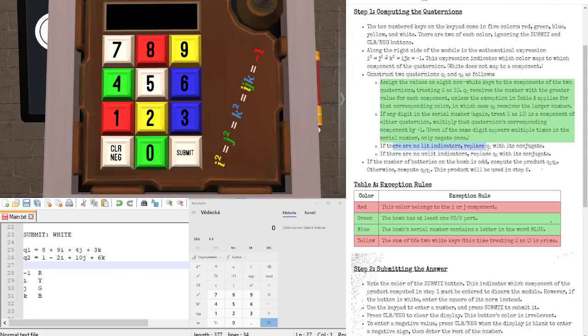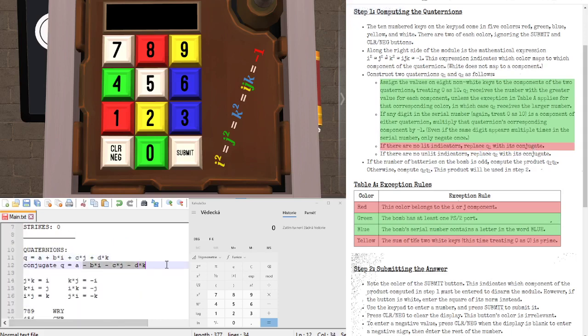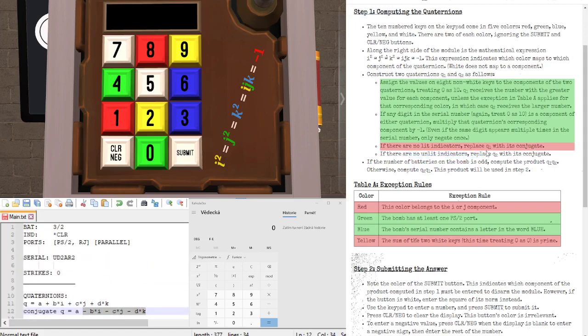Now another condition: if there are no lit indicators, we have lit indicators, so this is false. Otherwise we would replace Q1 with its conjugate. We already know what that means. We would multiply each imaginary component by -1. If there are no unlit indicators, which is true, we have only lit clear, not unlit anything, then we need to replace Q2 by its conjugate.